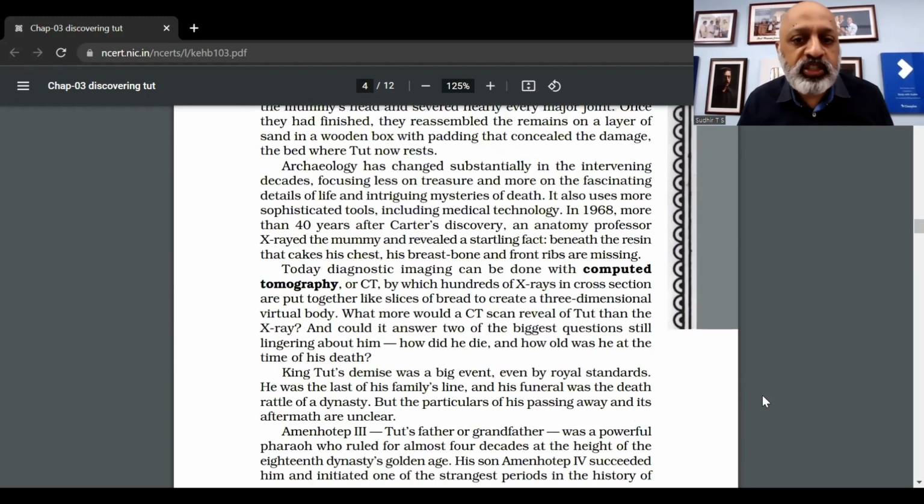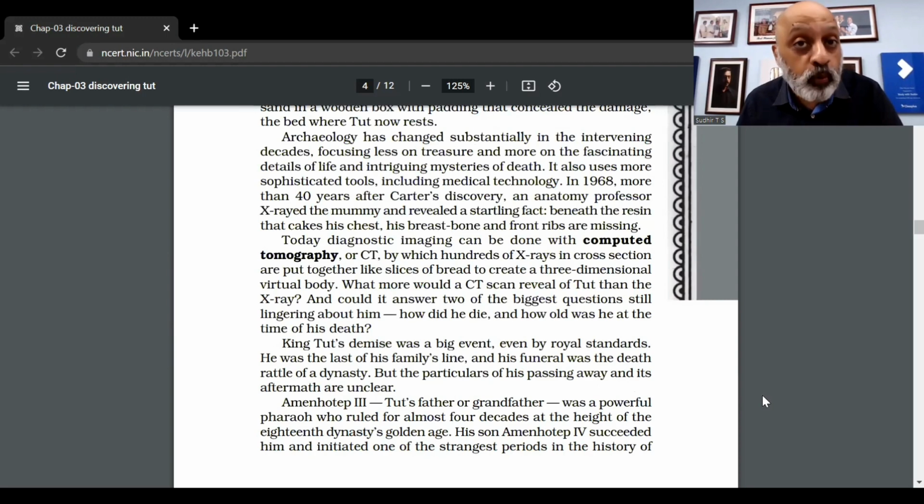Today, diagnostic imaging can be done with computed tomography. Computed tomography is what is CT scan. Tomography is a technique for displaying a representation of a cross-section of the human body by sending X-rays or ultrasound, जिससे कि एक 3-dimensional image मिल सकती है, by which hundreds of X-rays in cross-section are put together like slices of bread to create a 3D virtual body.